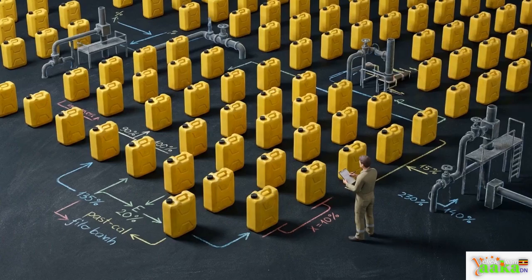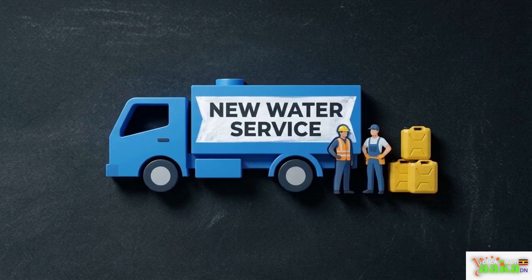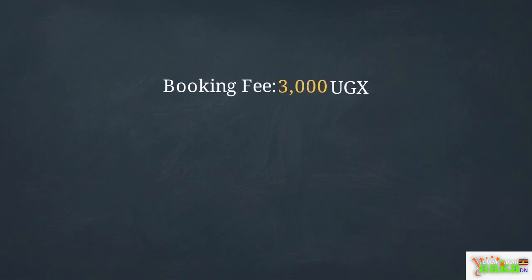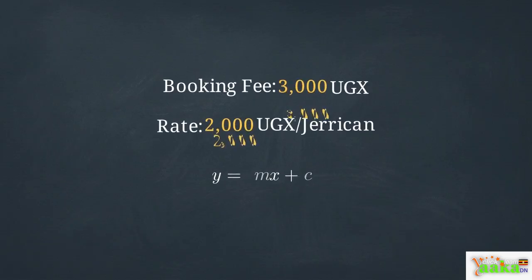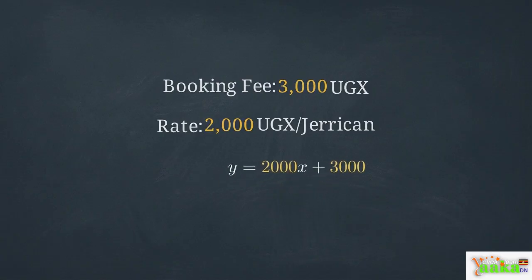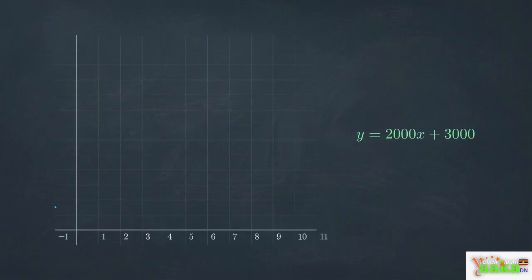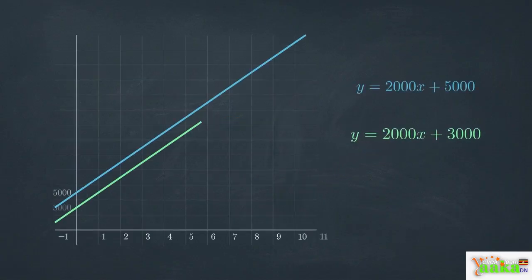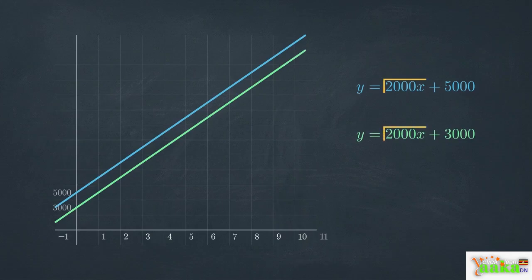Translating physical resources like jerrycans into mathematical variables allows you to project costs at a larger scale without having to count them manually. Let's imagine a competing water service opens up across town. They decide to charge a slightly lower booking fee of 3,000 shillings, but they keep the exact same rate of 2,000 shillings per jerrycan. Looking at this chart showing both pricing models side by side, we see a crucial geometric rule. Because both equations share the exact same gradient of 2,000, their lines run perfectly parallel to each other.